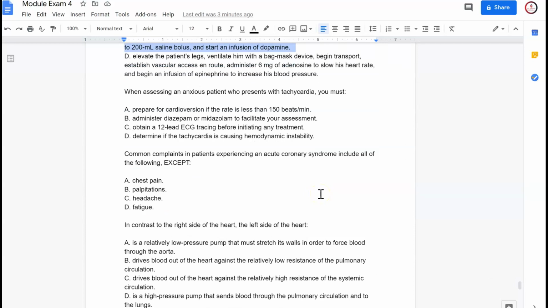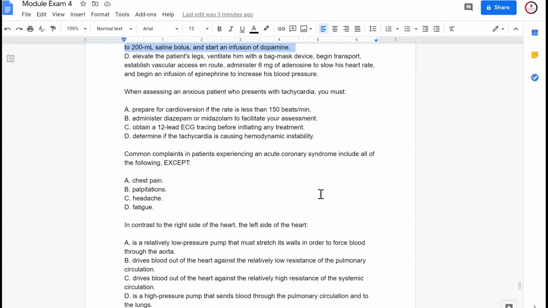Assessing an anxious patient who presents with tachycardia, you must. Don't prepare for cardioversion. Please don't. You don't need to midazolam your patient. Obtain a 12-lead before initiating. I mean, potentially. Determine if the tachycardia is causing hemodynamic instability. Yes, right? Because you want a full picture of the patient before you start doing stuff.